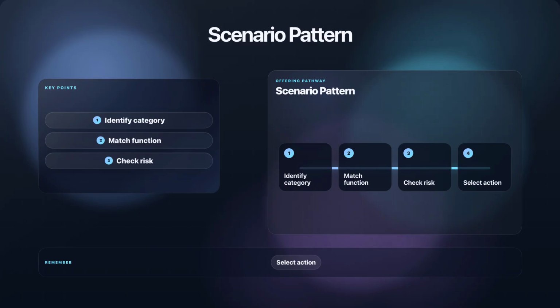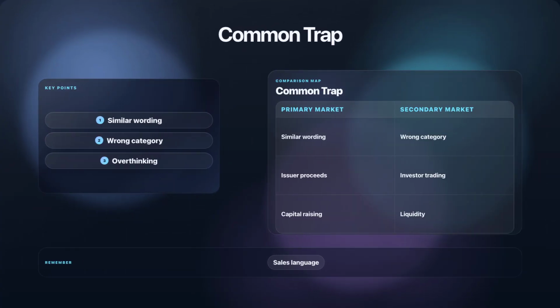Do not start with the answer choices. First, classify the situation. Then, connect it to the rule, product, participant, or market function being tested. The exam may ask who receives the money in a new issue versus who receives the money in a resale. If an answer choice changes the role, the market, the customer, or the rule, it may be using familiar language in the wrong context.